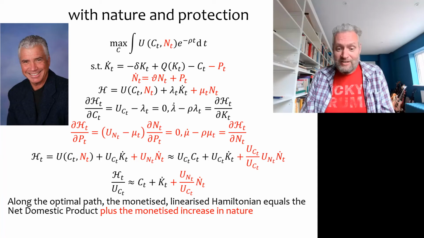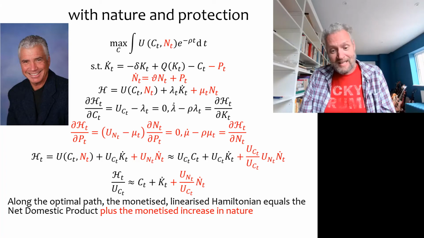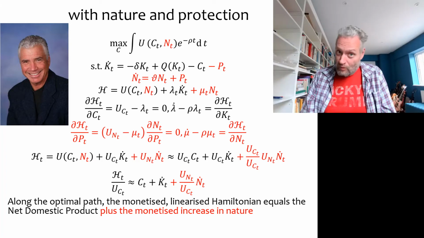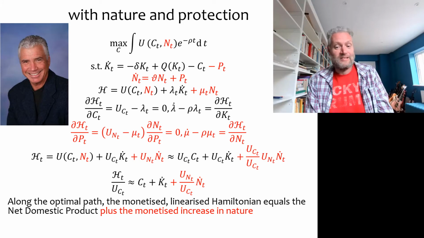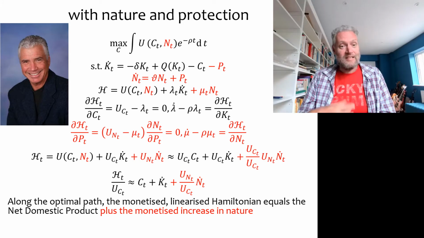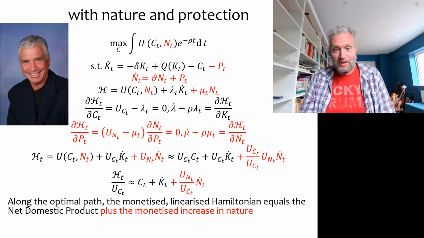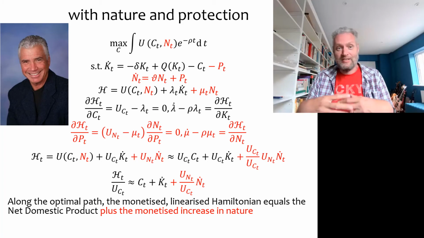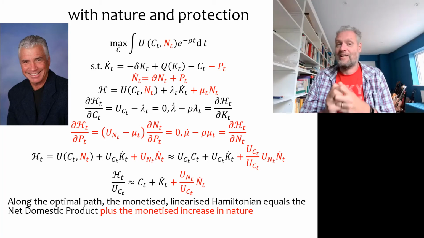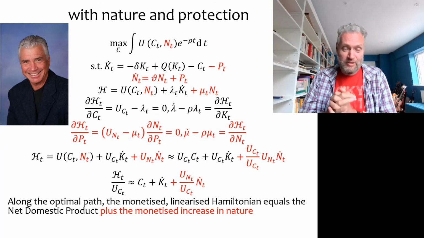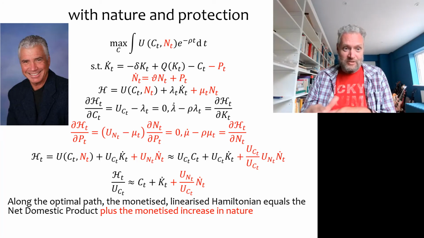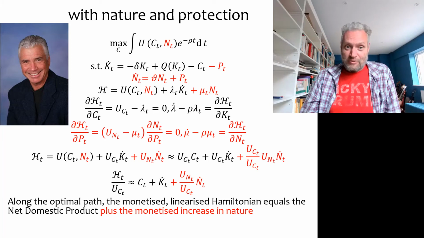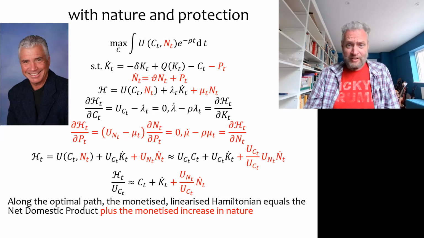So along the optimal path, the monetized linearized Hamiltonian equals the net domestic product plus the monetized increase in nature, or if need be, the monetized decrease in nature. And this is the environmental product. We monetize our changes in the environment, we add those things where we improve the environment, and we subtract those things where the environment got worse. So that is the justification for the environmental domestic product. So this is theory.